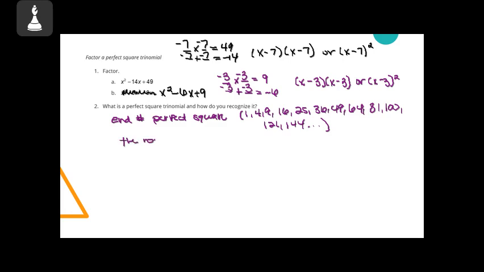But again, if you don't recognize it, you just go back to the method of what pair multiplies and adds, and you're still going to get the same answer.